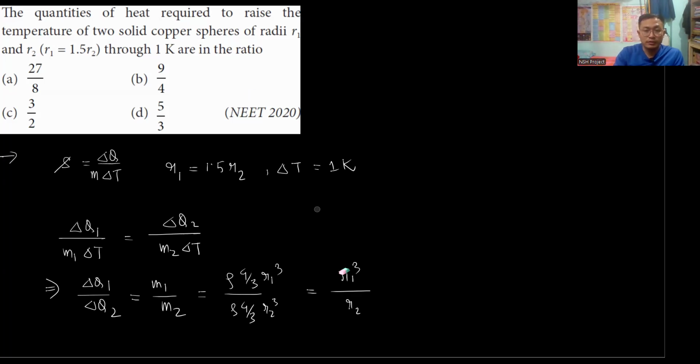Let's do one thing. 1.5 R2 whole cube and this is R2 cube. So we get 1.5 by 1, 1.5 whole cube. Again, 1.5 is 3 by 2, so 3 by 2 whole cube. So 3 cube is 27, 2 cube is 8. So the answer is 27 by 8.